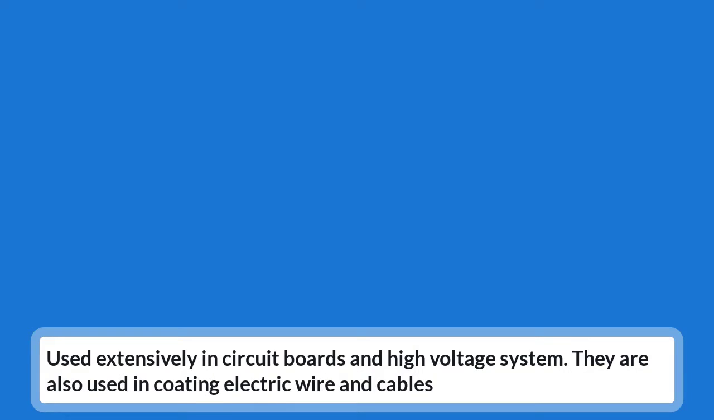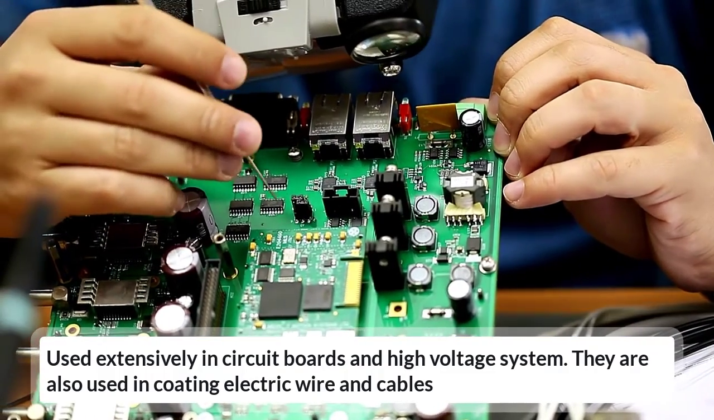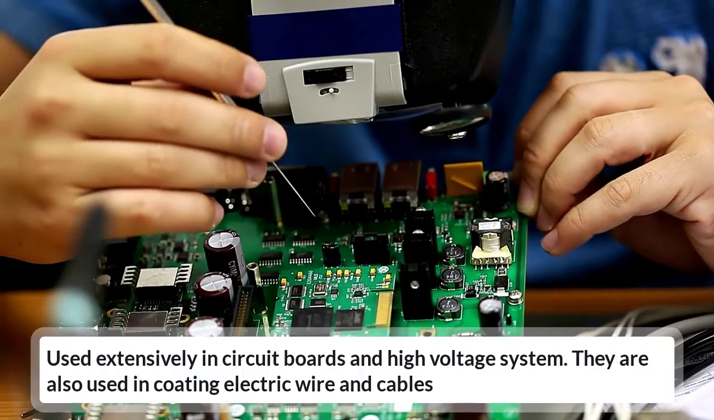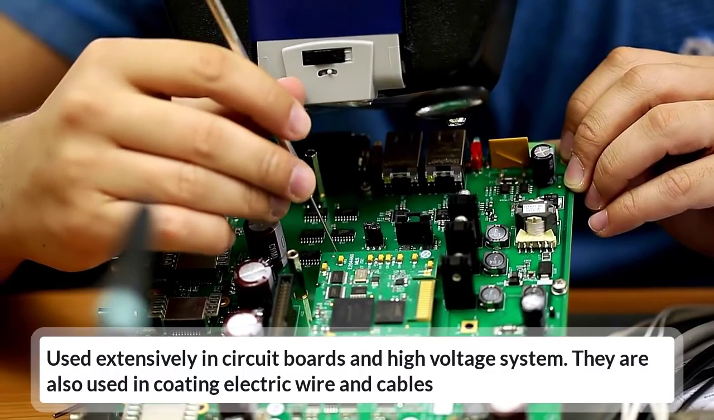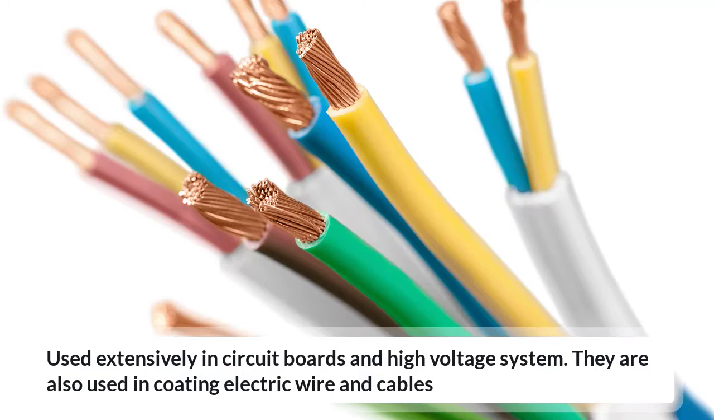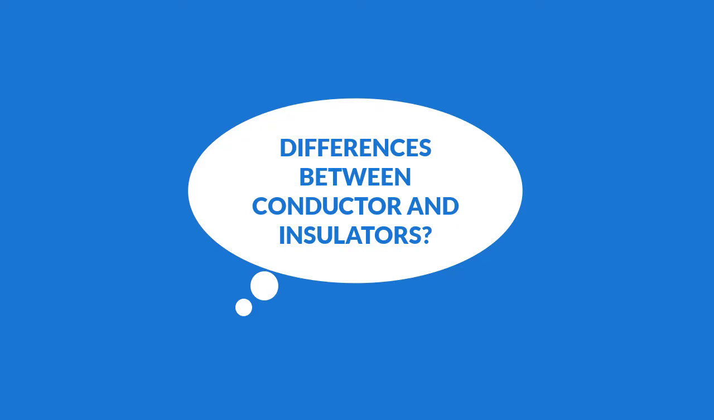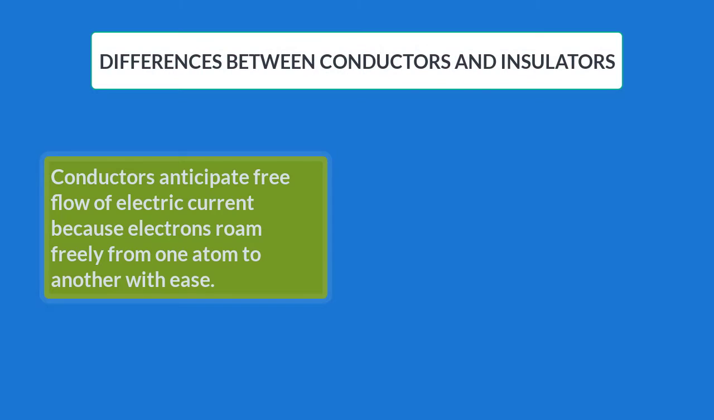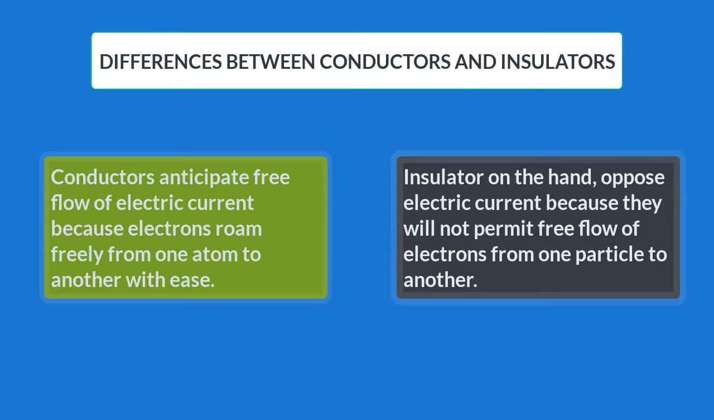3. Electrical insulators hinder the flow of electrons or passage of current through them. So we use them extensively in circuit boards and high voltage systems. They are also used in coating electric wire and cables. What are the differences between conductor and insulator? 1. Conductors anticipate free flow of electric currents because electrons roam freely from one atom to another with ease.